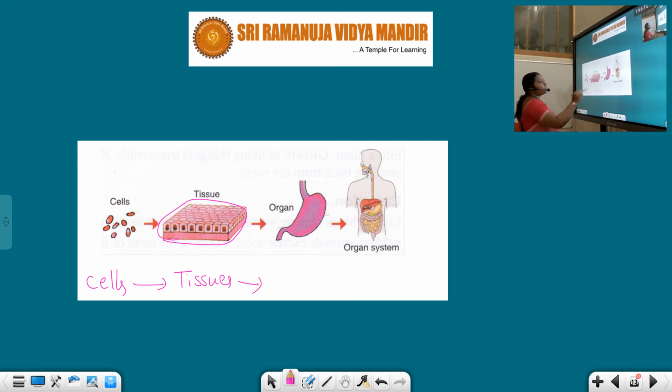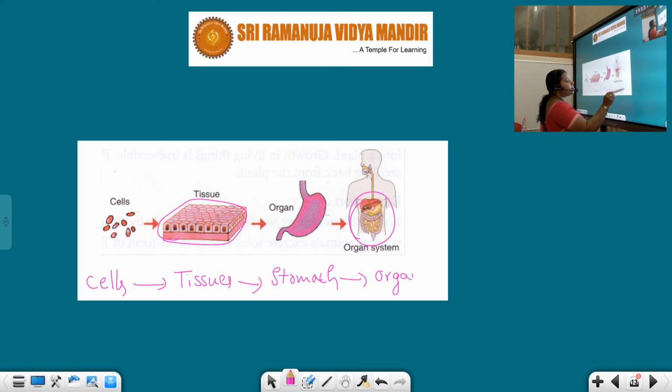Now this is the organ. What is here? It is the stomach, students. Stomach is one of the major organs in the body. Now the organ system. The digestive system is formed by different things like the mouth, esophagus, liver, stomach, and small intestine. Intestine is an organ, small intestine is an organ. In this way, different organs combine to form an organ system.